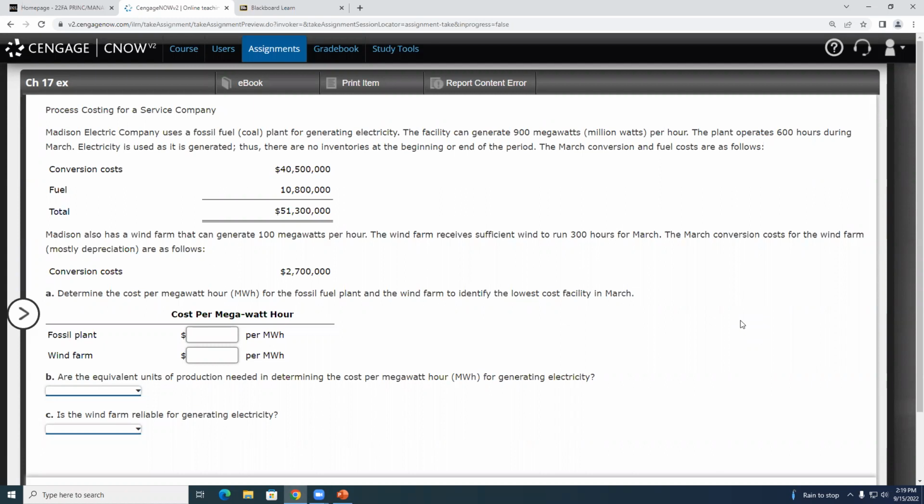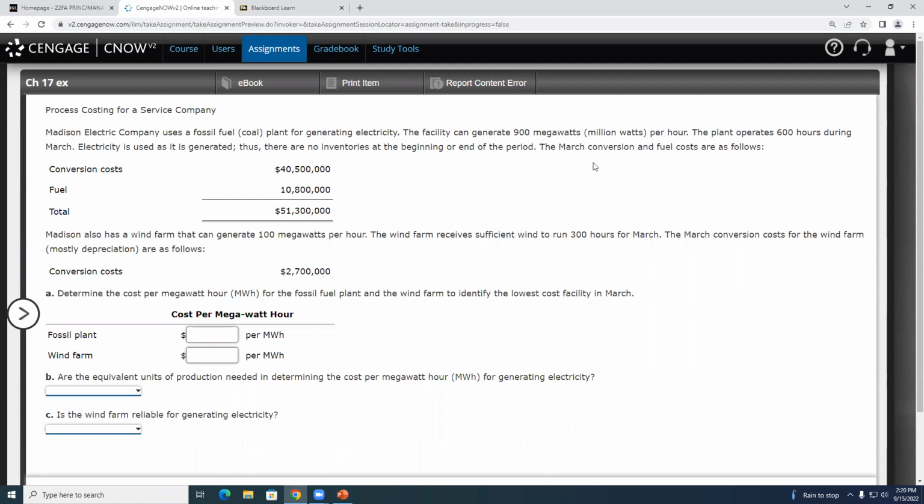Madison also has a wind farm that can generate 100 megawatts per hour. The wind farm receives sufficient wind to run 300 hours for March. The March conversion costs for the wind farm, mostly depreciation, are as follows. And of course, there's no fuel for a wind farm. Determine the cost per megawatt hour for the fossil fuel plant and the wind farm to identify the lowest cost facility in March.